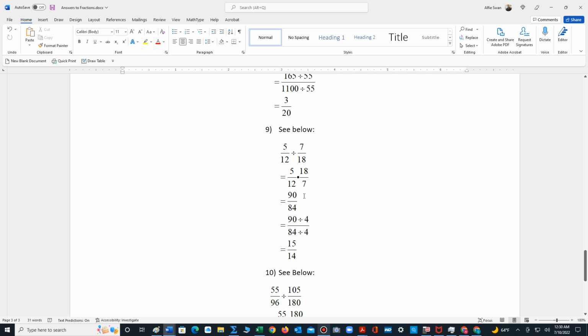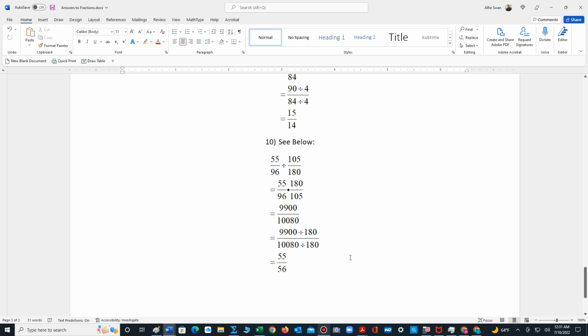5 times 18 is 90. 12 times 7 is 84. We can reduce this fraction. The common number is 4, so divide 90 by 4 to get 15, and 84 by 4 to get 14.